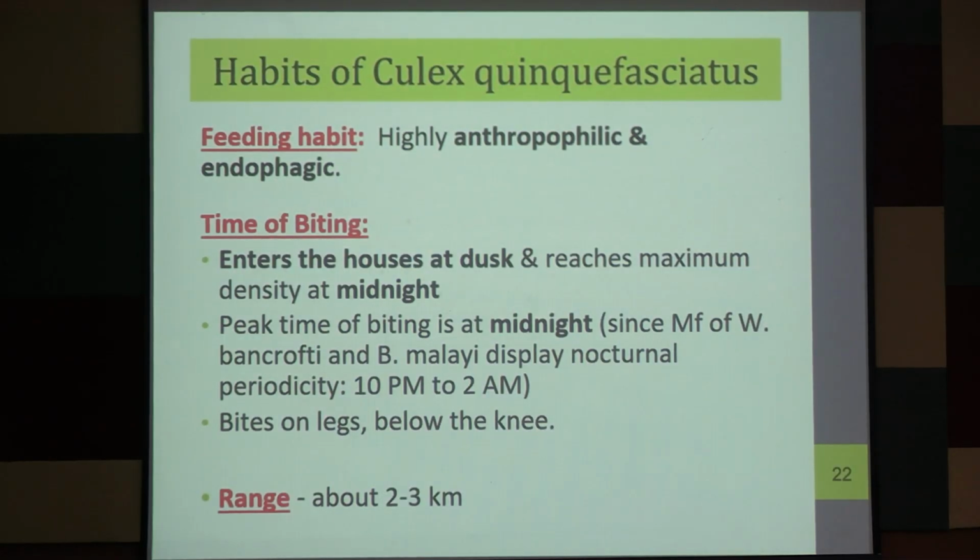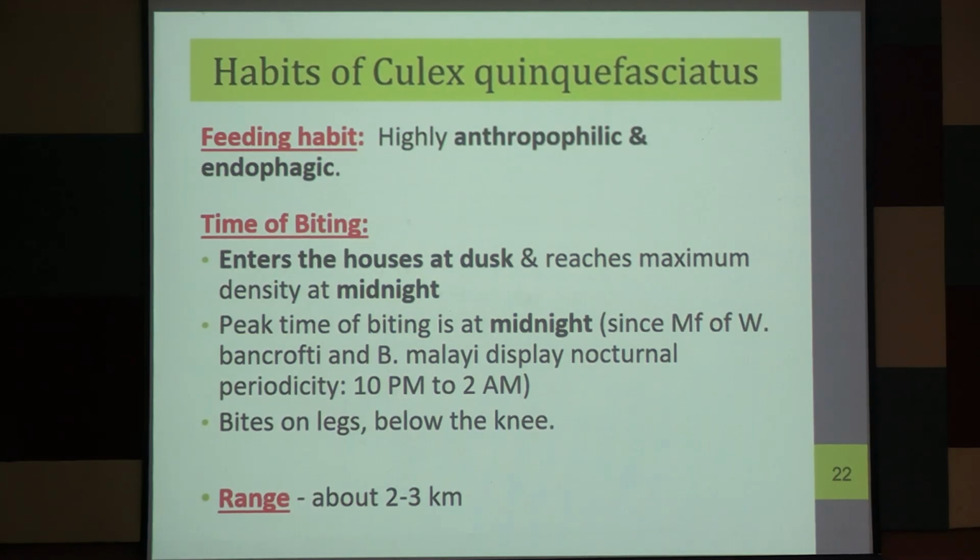What are the features of the habitats and habits? Feeding habit: it is highly anthropophilic and endophagic. What is endophagic and exophagic? It was discussed in the last class. Endo means feeds inside the house, exo means feeds outside the house. What are the timings? It enters the house at dusk and reaches maximum density at midnight. Peak time of biting is also at midnight.